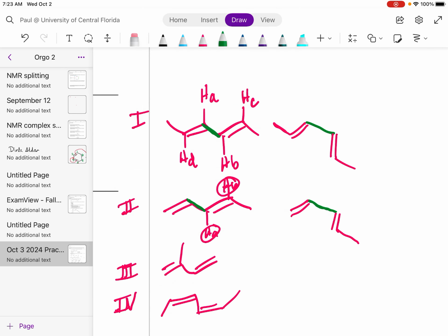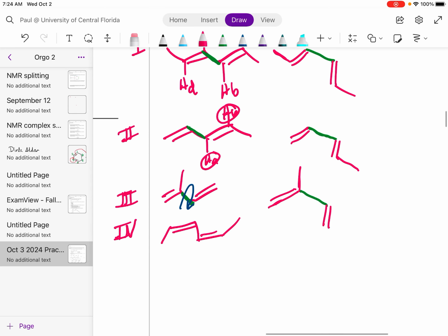Okay, let's keep going. We'll look at that bond right there. We'll keep the left side constant. So we have a methyl there and a double bond right there. We have HA. Well, that one doesn't matter now because there's nothing over here to worry about. So we can simply rotate. We're simply going to rotate around that bond right there to get us our alkene like that. Okay.